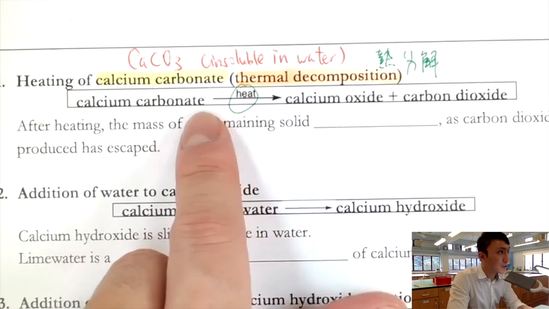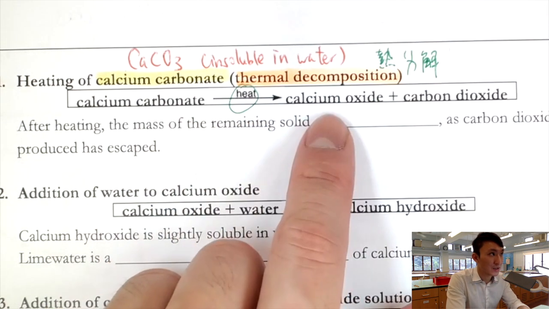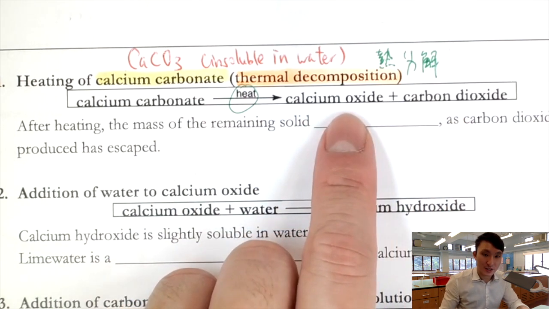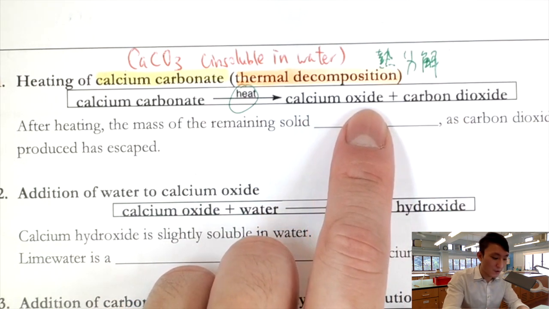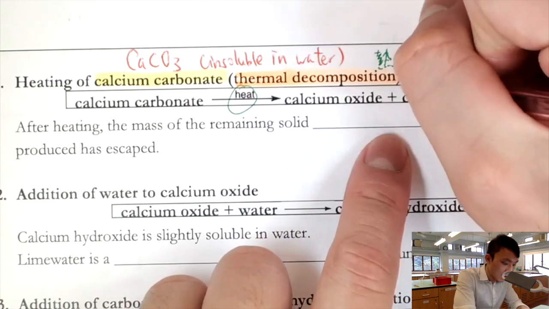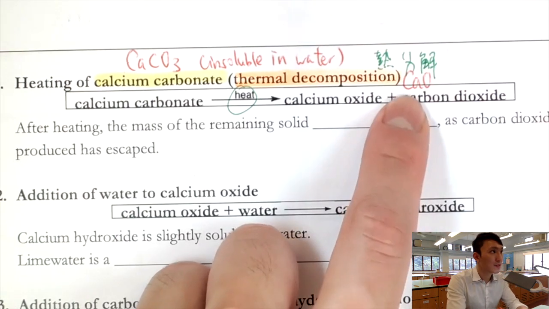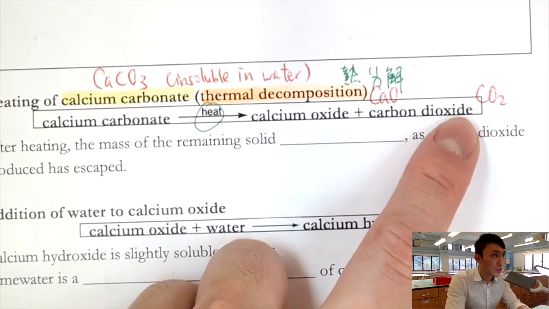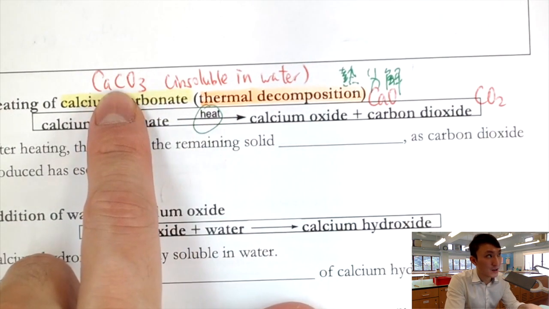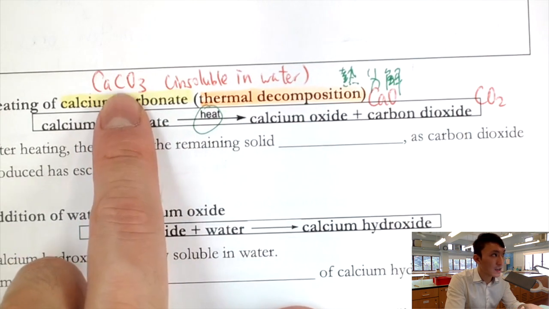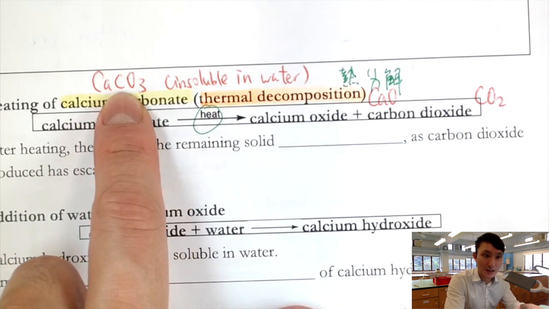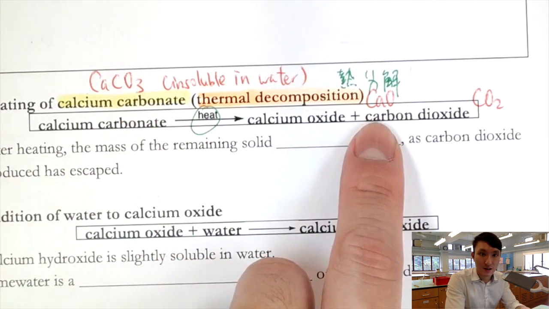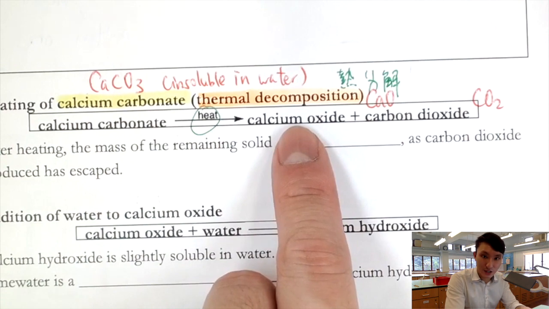So calcium carbonate is decomposed into calcium oxide and carbon dioxide. Again, if you are interested, the chemical formula of calcium oxide is CaO, and carbon dioxide is obviously CO2. You can tell the calcium carbonate decomposed such that one carbon and two of its oxygen atoms become carbon dioxide and the rest will be calcium oxide. So this is the first reaction.